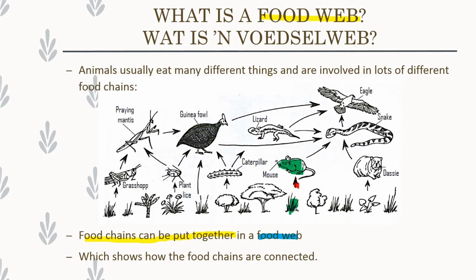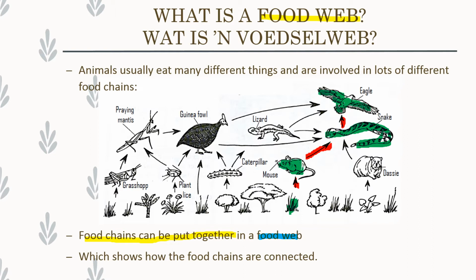Okay, so next we have another animal that will eat the mouse, and that animal will be the snake. So the snake in that food chain would be the secondary consumer. Then we follow the arrow, and the organism that will catch the snake is the eagle. So the eagle would be the tertiary consumer. But that is just one food chain within this ecosystem.